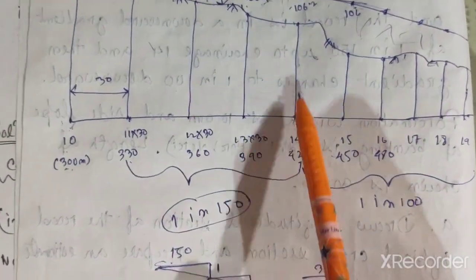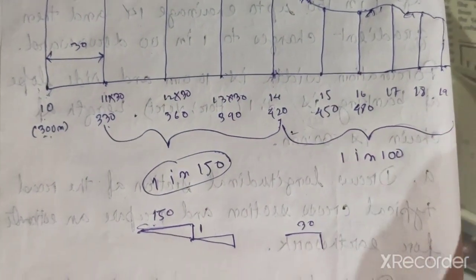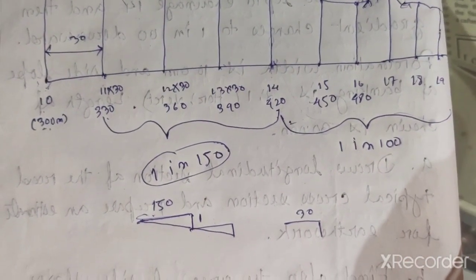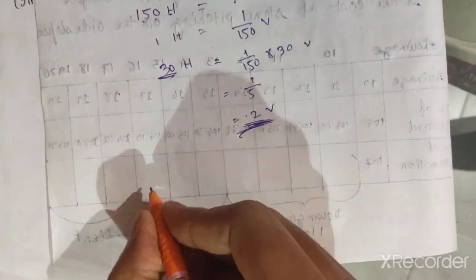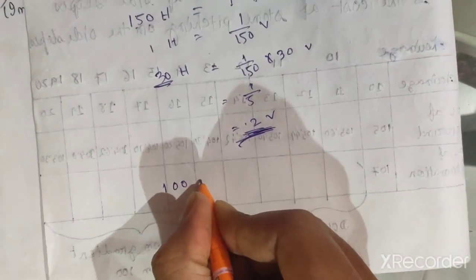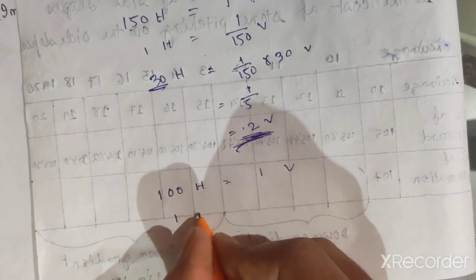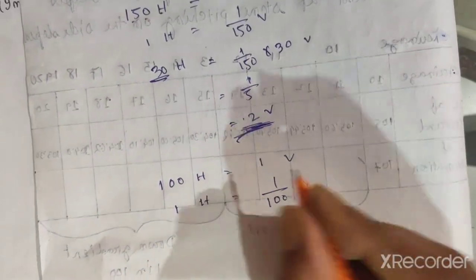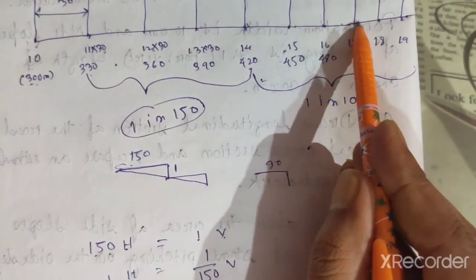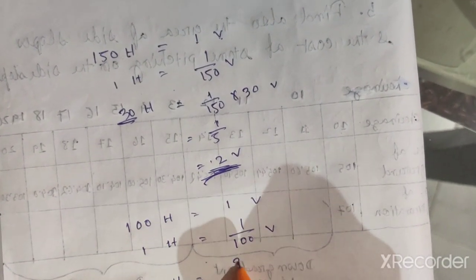But from this point, the slope or gradient has changed. It is 1 in 100. So we'll have to calculate once again. If it is moving 100 horizontally, then it is moving 1 vertically. If it is moving 1 horizontally, then it is moving 1 by 100 vertically. Again, what is the distance? 30. So if it is moving 30 horizontally, then 30 by 100.